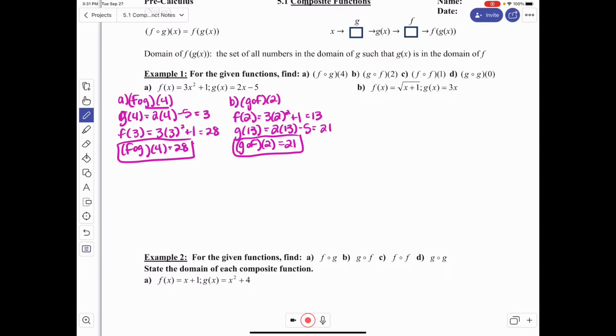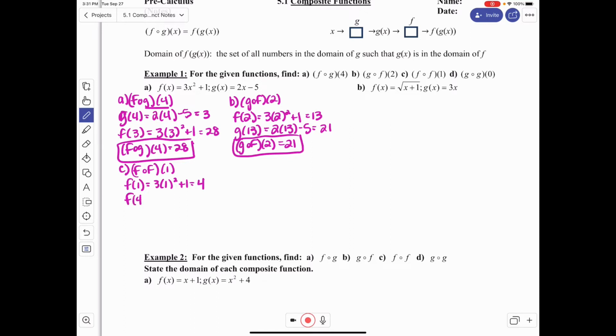All right, then for C, we have f of f of 1. We take 1 and plug it into our f function. We have 3 times 1 squared plus 1. So 1 squared is 1. 1 times 3 is 3. 3 plus 1 is 4.